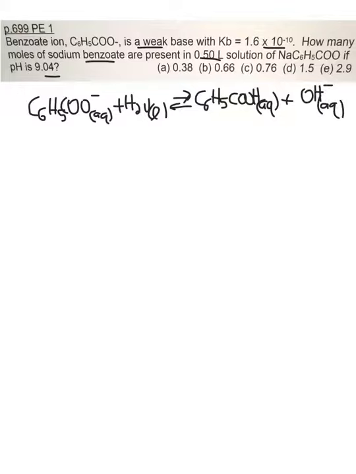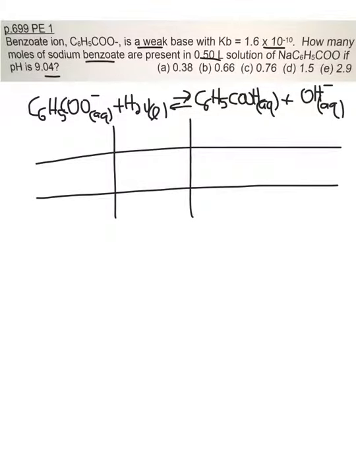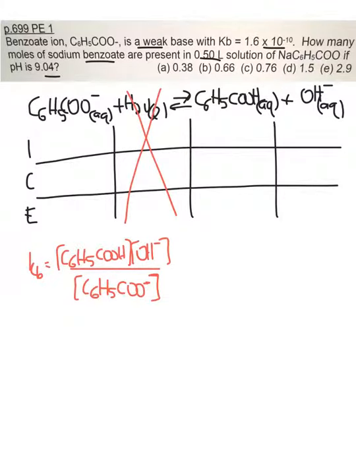We're going to create an ICE table here. Now see if there are any species up there that are not going to be a part of our ICE chart. Okay, so you should have determined that H2O should definitely not be a part of the equation here, and here is your Kb expression for this. So we have to use the information given that the pH is 9.04, but I'm interested in pOH, so I'm going to subtract 14 minus 9.04, and my pOH is going to be 4.96.